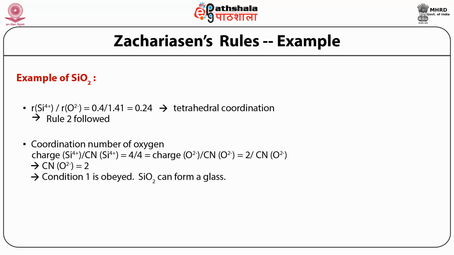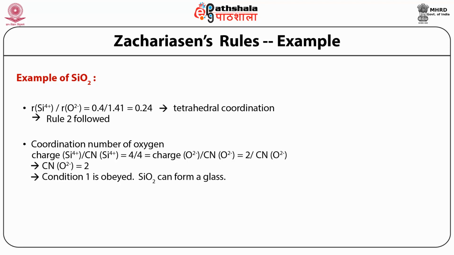Based on these rules, Zachariasen predicted that the following oxides should form a glass. Some of the examples are B2O3, SiO2, GeO2, P2O5, As2O3, and so on. Out of these, only a few can be made into glass under ordinary conditions. Moreover, subsequently, the following oxides have also been prepared in the glass form, which are indium oxide, that is In2O3, thallium oxide, which is Tl2O3, tin oxide, SnO2, lead oxide, PbO2, and selenium oxide, that is SeO2.